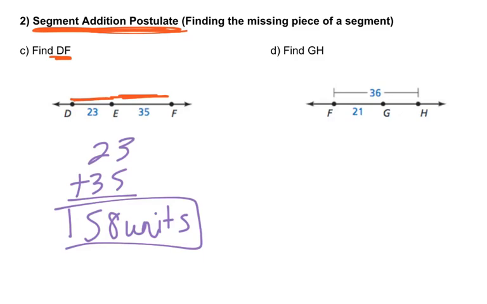And this one is the exact opposite. They gave us the whole distance is 36. And then from F to G is 21. And we need to find from G to H. So we just subtract them. And you get 15. So 15 units. Oops. And that is it.